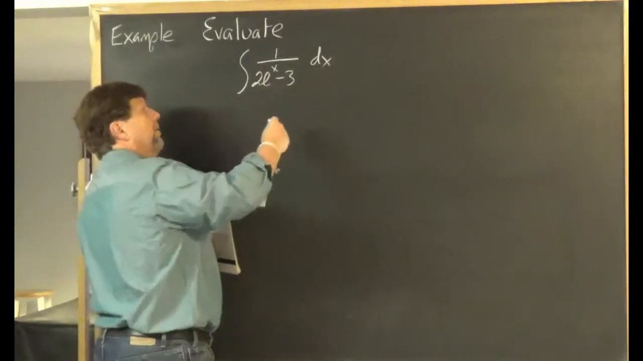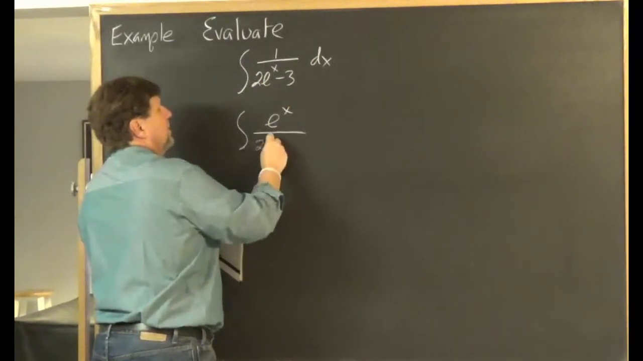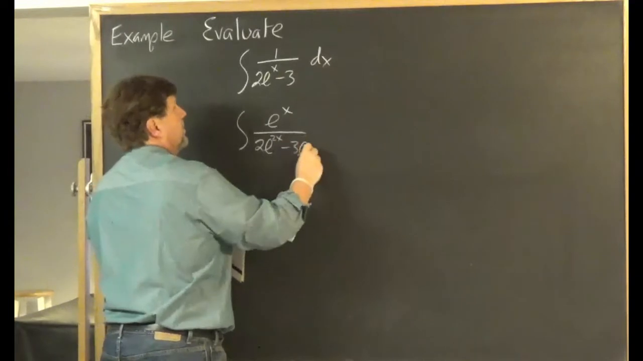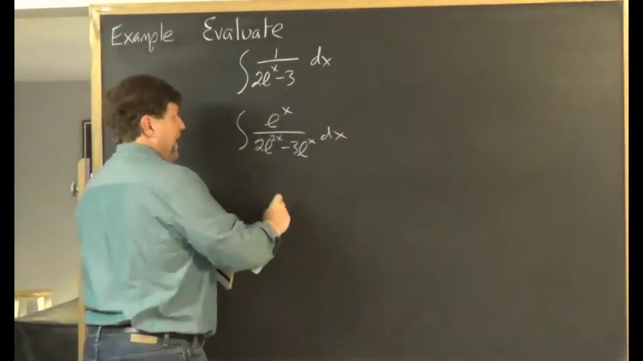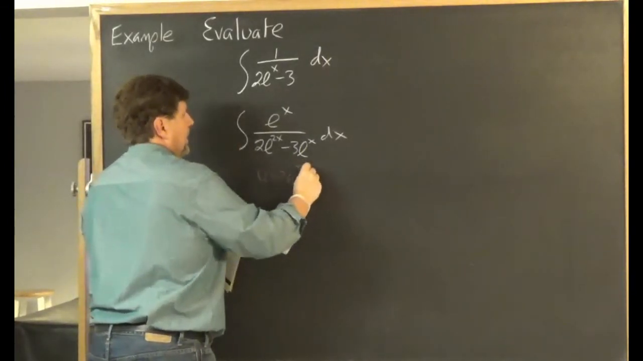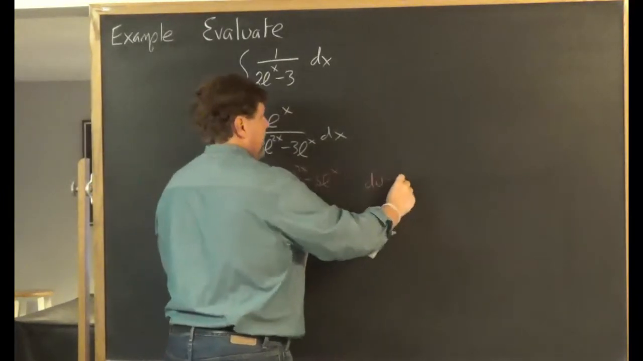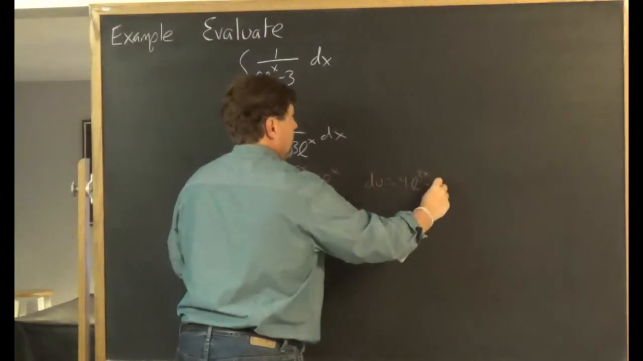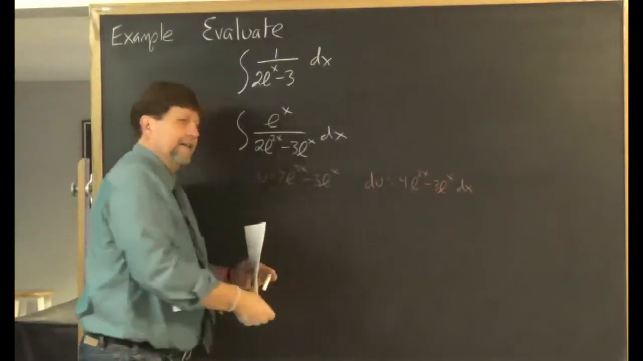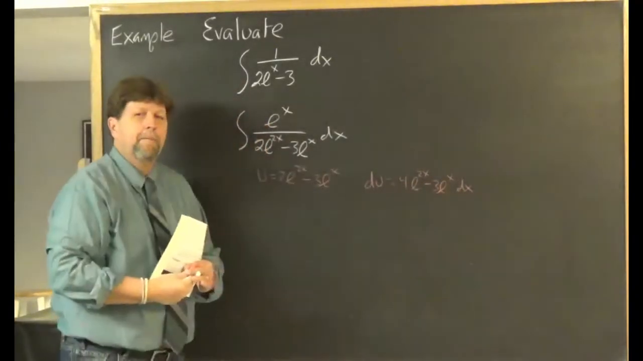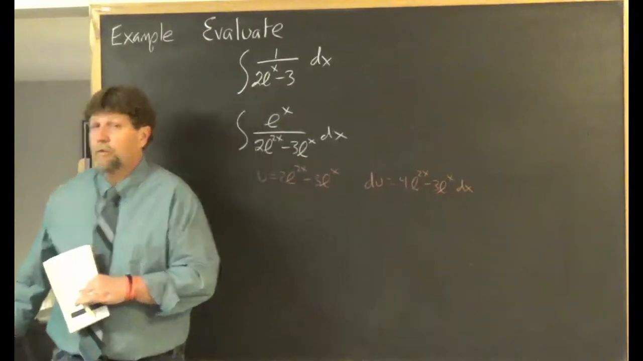So I'd say, well, maybe I multiply numerator and denominator by e to the x. And okay, well, u would be my denominator. And I'm already seeing this isn't going to work, because when I get the derivative here, I just wanted to see an e to the x, and look at all this mess I have. So multiplying the numerator and denominator by e to the x didn't work.